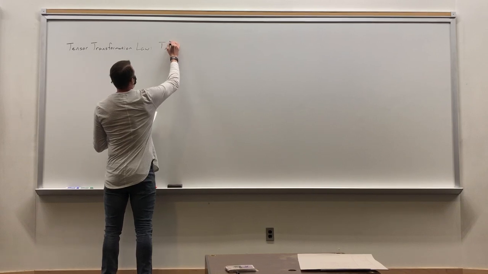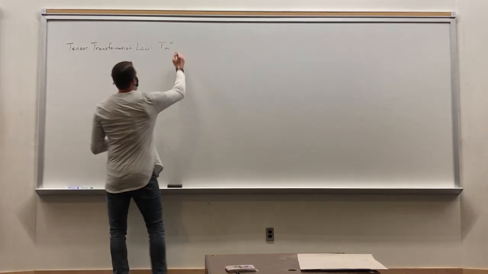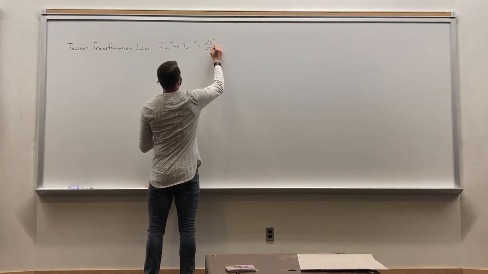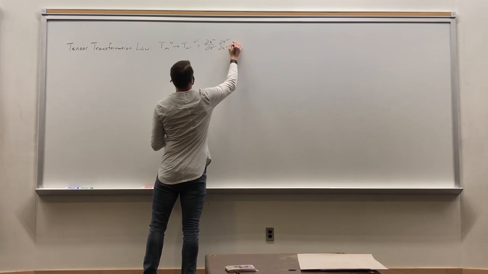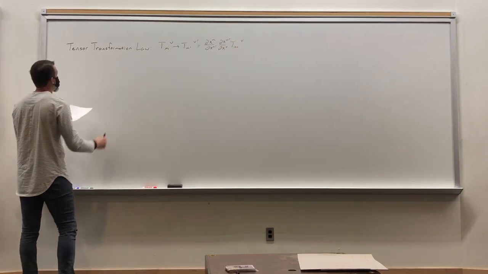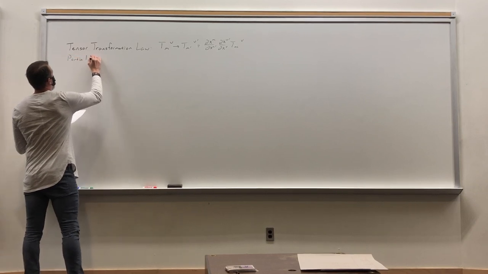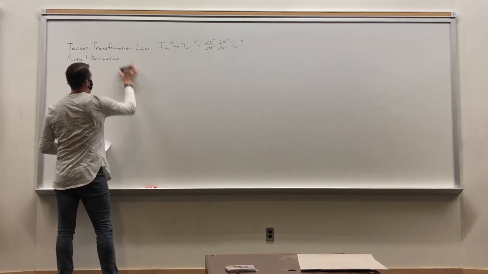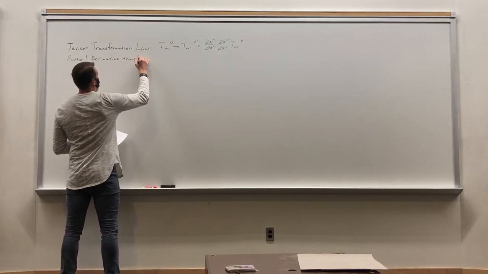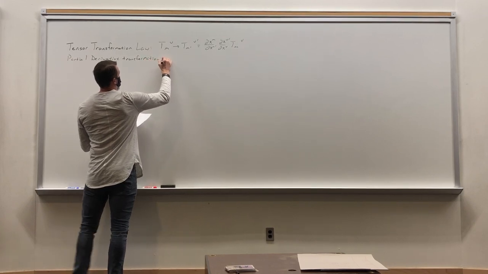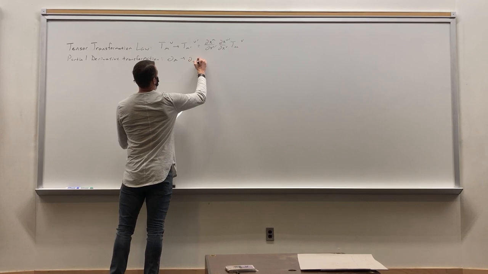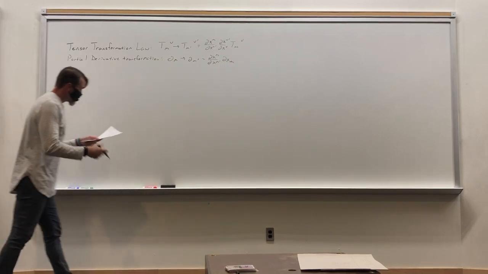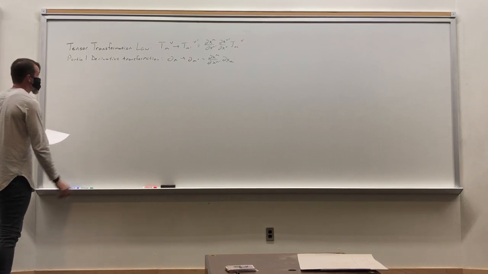Okay, so remember, if we had a tensor, say a lower and upper index tensor, and it was truly a tensor, it would transform like this: dx mu, dx mu prime, dx mu prime, dx mu, T mu nu. And we have the partial derivative transformation law. I remind you of this because this is going to be the seed of what we're going to talk about today.